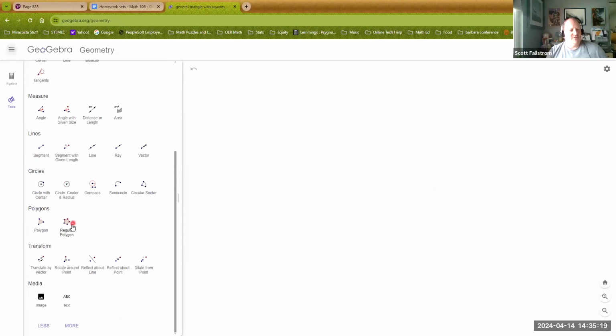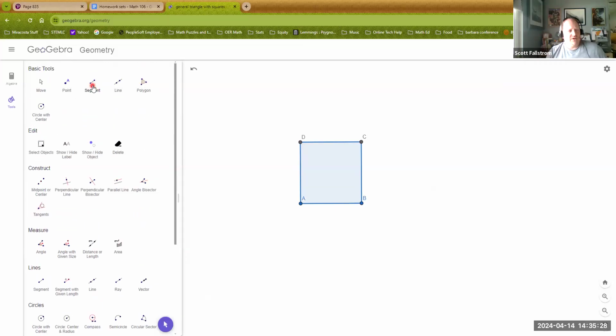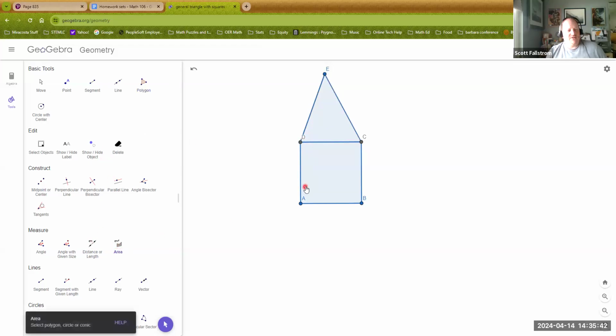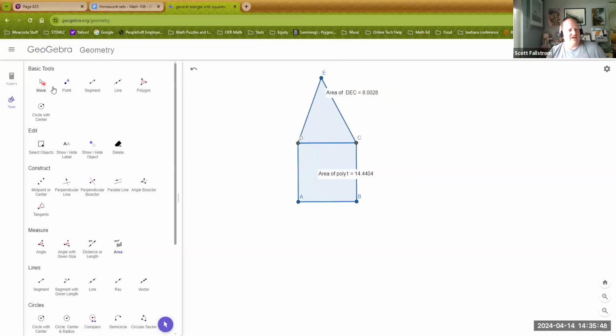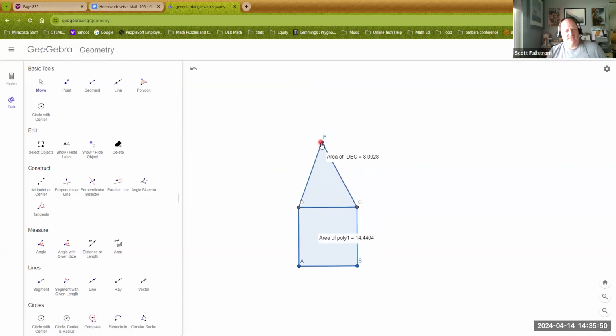So we need to build a square. I'd probably just do a regular polygon and say, here's a square. And then I want to build a triangle off of that. You can think of building a random triangle and then measuring the area of those pieces together to test it. I need the areas to be the same, is what it said. So I need this piece to come up till it's about 14.44. Okay, right about there it looks like.